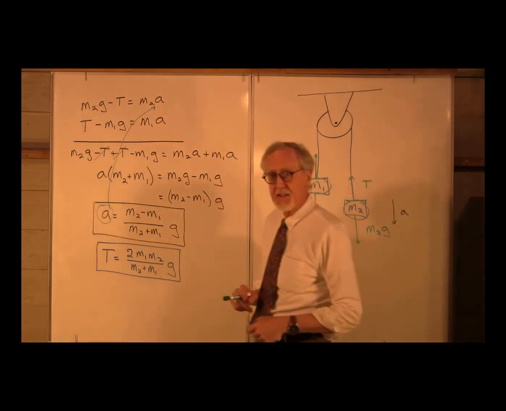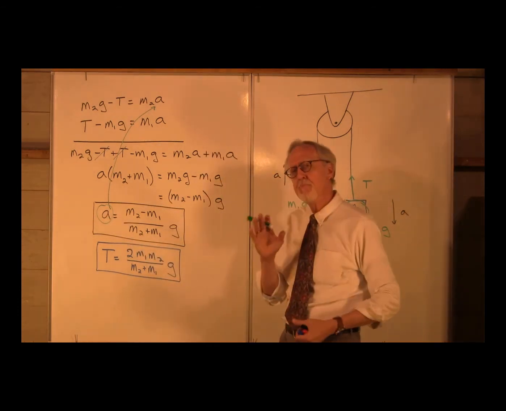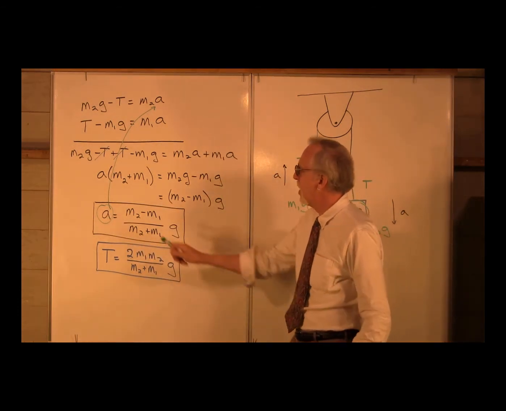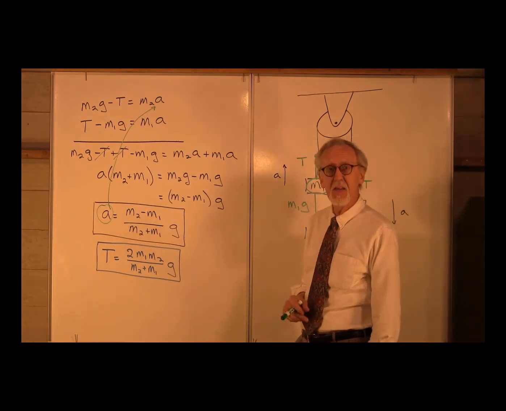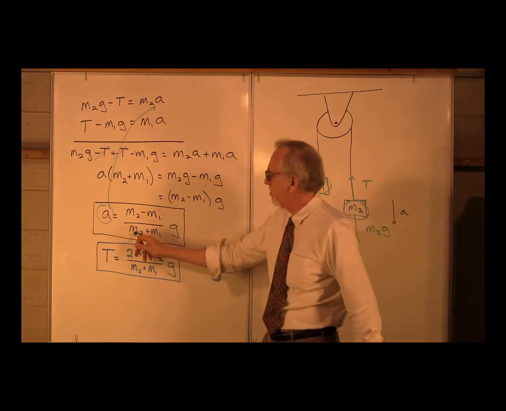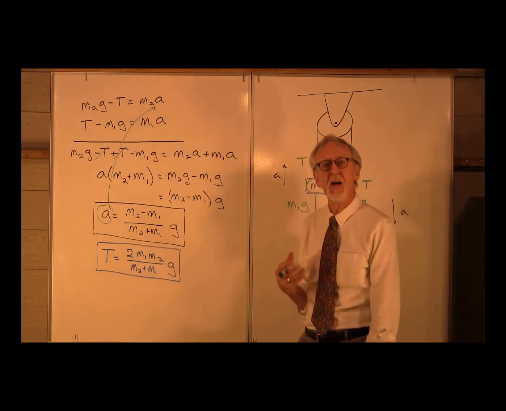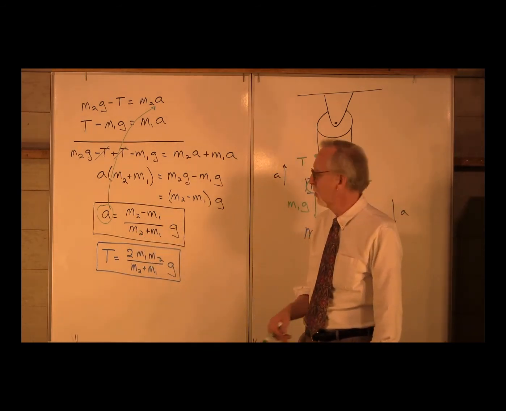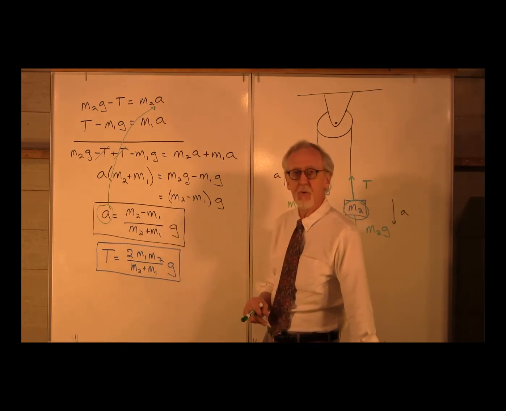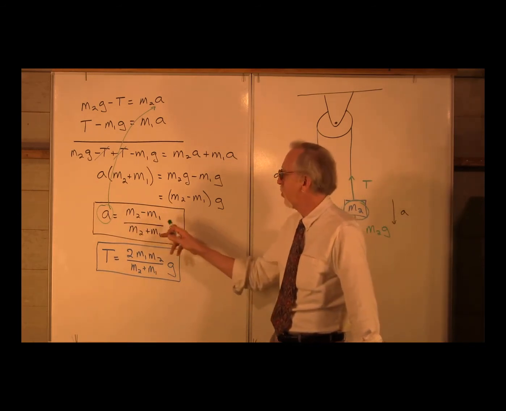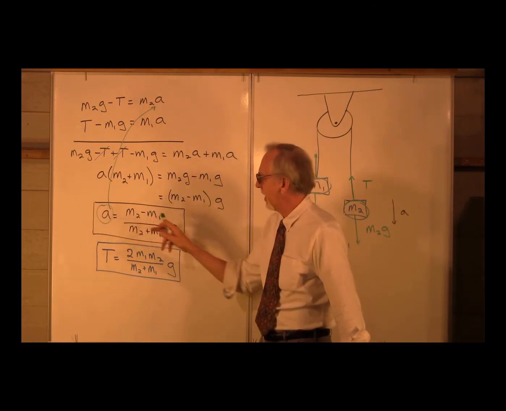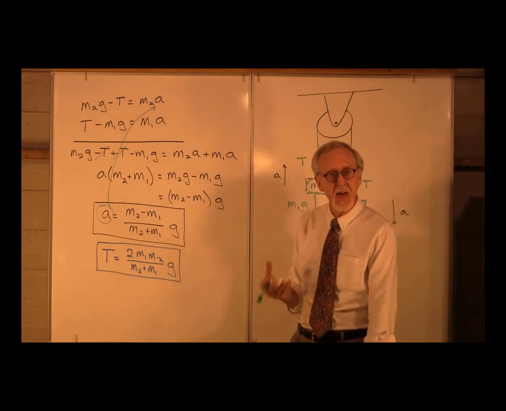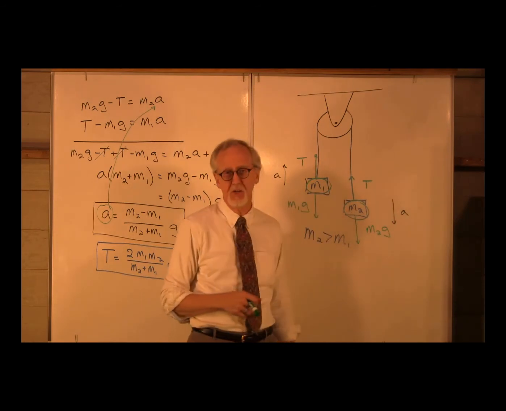Well, what do we get in that case? If m2 is much, much larger than m1, what is m2 minus m1? Well, it's basically m2. What is m2 plus m1? Again, it's basically m2. What is m2 over m2? It's 1. And what is 1 times g? It's g. So we get an acceleration that's equal to g, and that makes sense. That's exactly what we just thought.